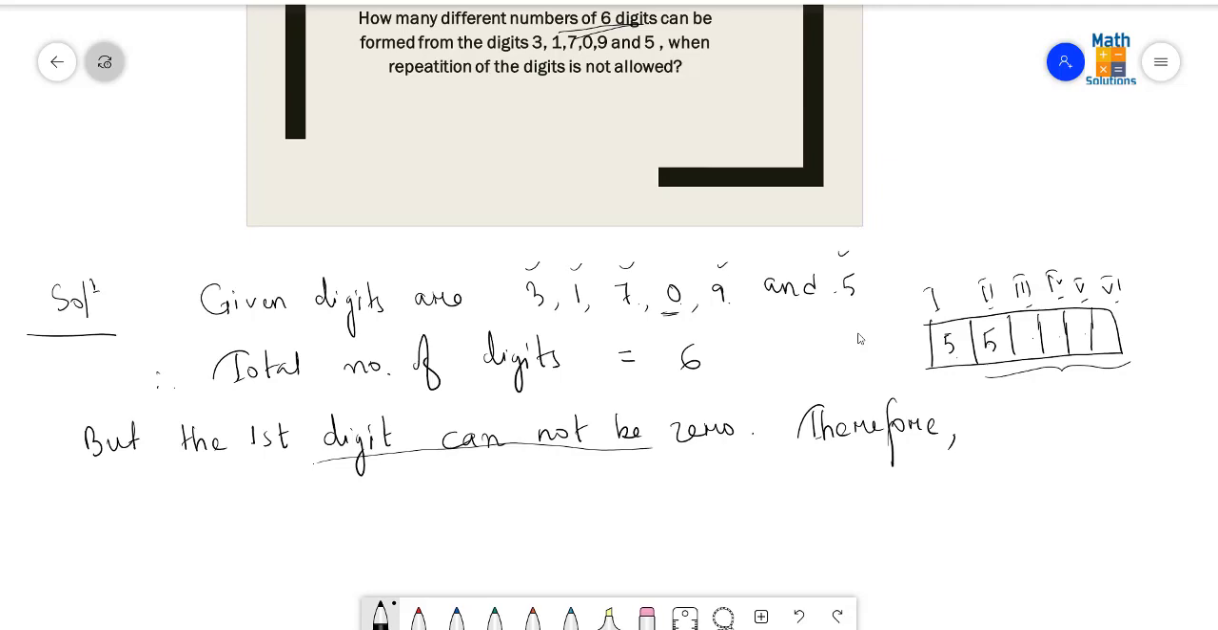Then the digits used in the first 2 places cannot be used further. So out of these 6 digits, already 2 are used up. And how many will be left for this position? Of course, 4 will be left for this position. Then again for the next part it will be 3, then 2, then 1. So how shall I write below? I shall have to write it in this way.